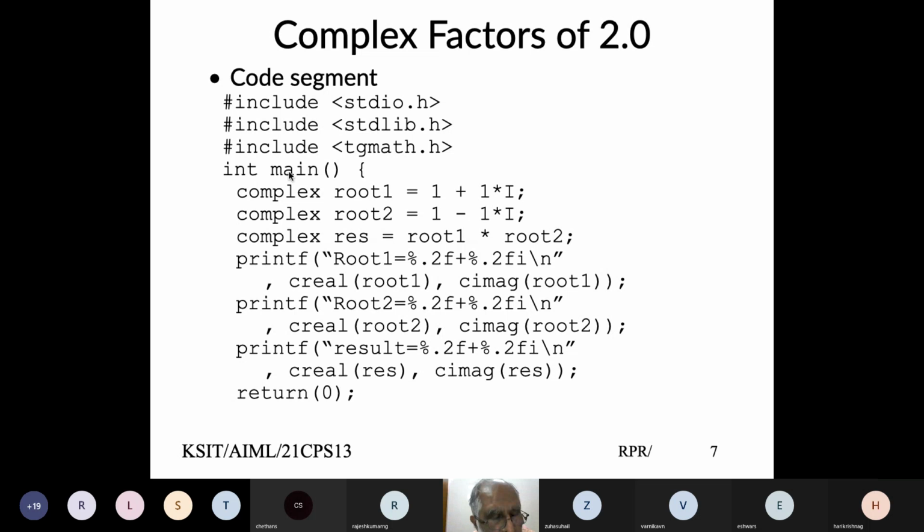Yesterday, we looked at how to deal with complex numbers. And I took a simple example of factors of 2. Even though in real numbers we don't have factors of 2, here we have factors of 2 in complex. We multiply the two factors and we get the answers.